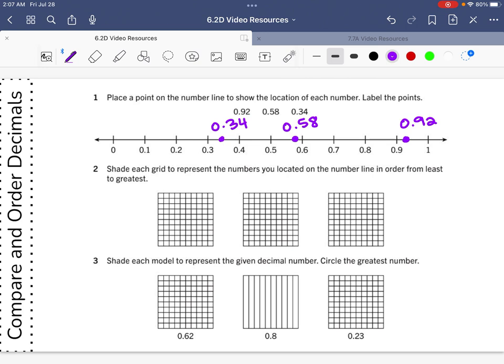So now that I have labeled all of my points on my number line, I want to shade each grid to represent the numbers that I located. So they gave us 3 hundredths grids. And we want to represent the numbers in order from least to greatest. So the first number that came up was 34 hundredths, which when I go to shade it, I would shade 3 rods and 4 units.